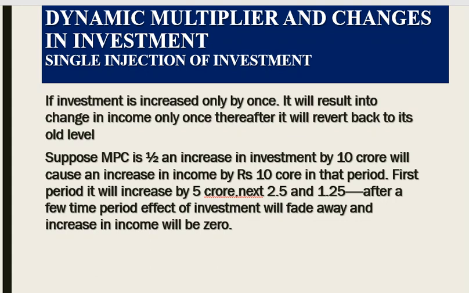Suppose MPC is 1 by 2. Increase in investment by 10 crore will cause an increase in income by 10 crore in that period. First period it will increase by 5 crore, next 2.5, then 1.25. After a few time periods, the effect of investment will fade away and the increase in income will be zero.